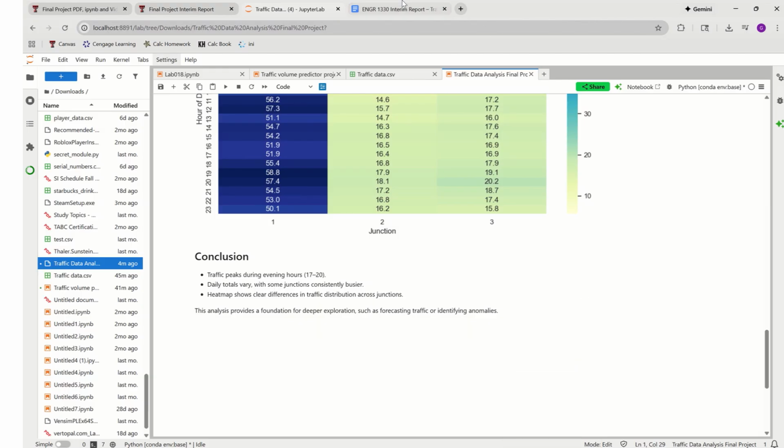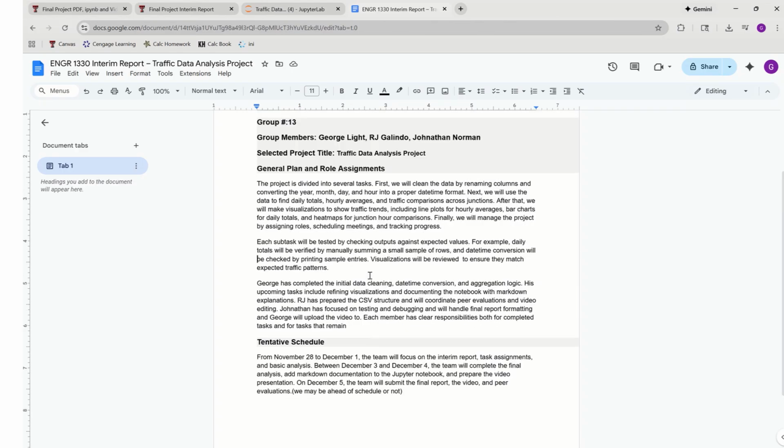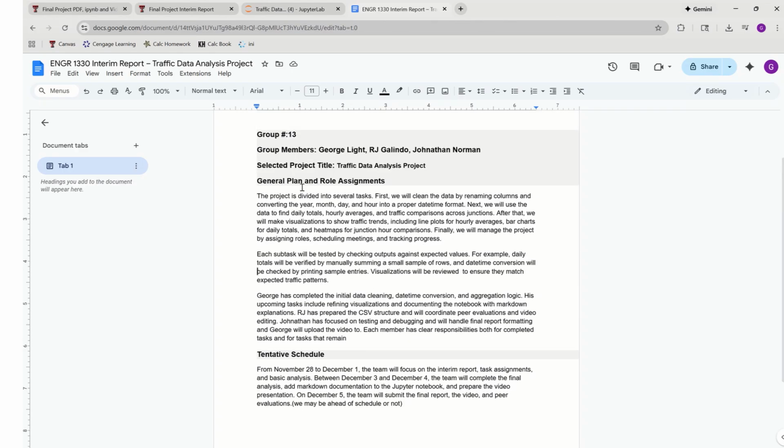Or also, if I'm supposed to show my instrument report, here it is. We follow the schedule and the general plans.